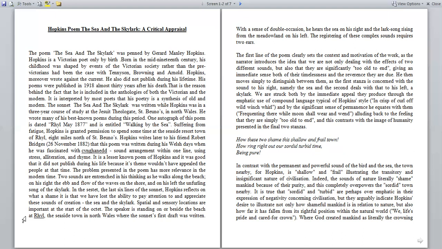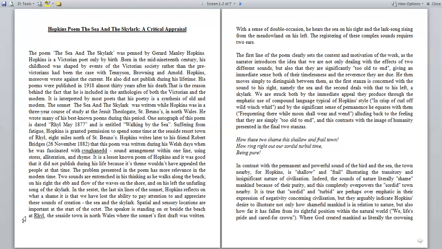The sea and skylark. Spatial and sensory locations are important at the start of the octave. The speaker is standing on or beside the beach at Ryle, the seaside town in North Wales, where the sonnet's first draft was written. With a sense of double occasion, he hears the sea on his right and the lark song rising from the meadowland on his left.